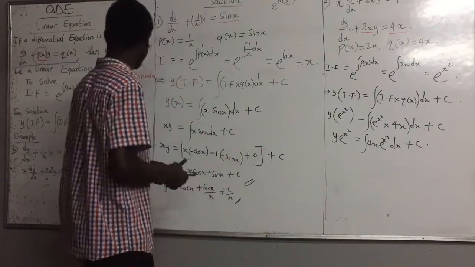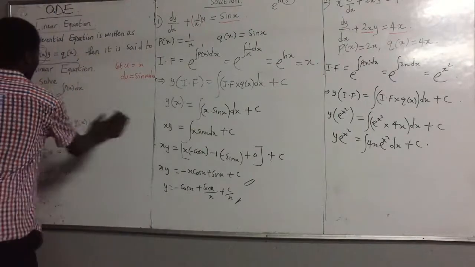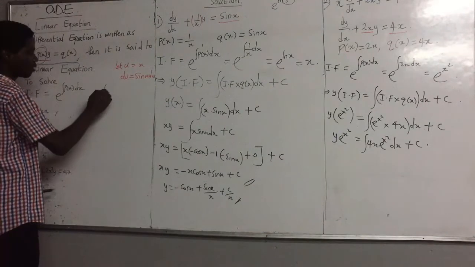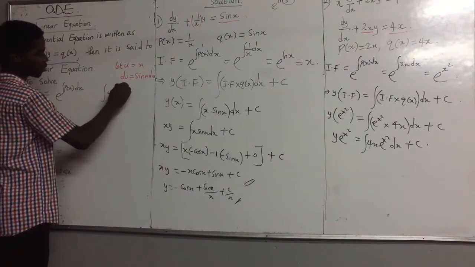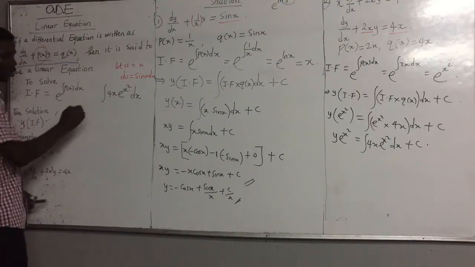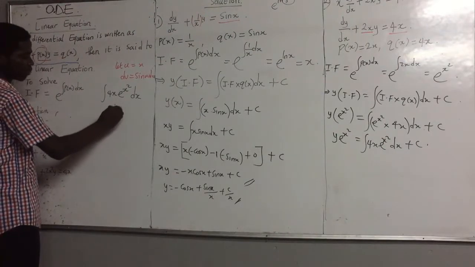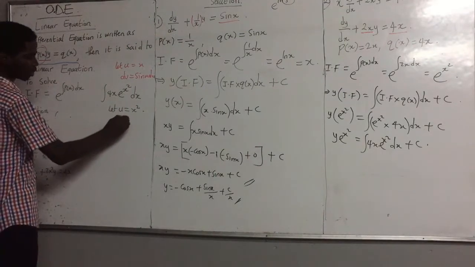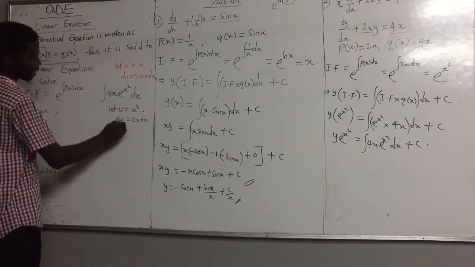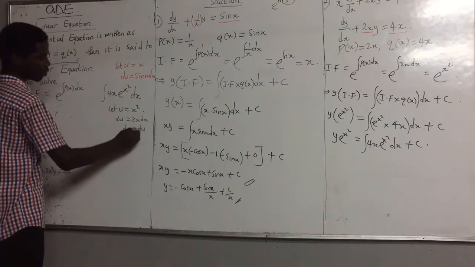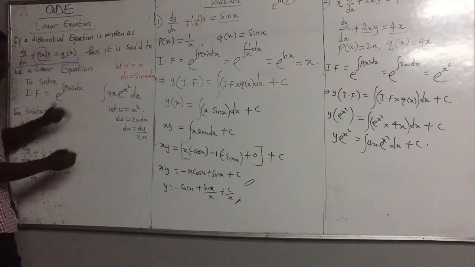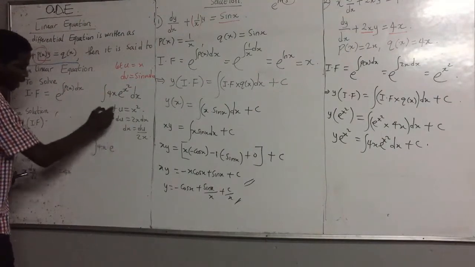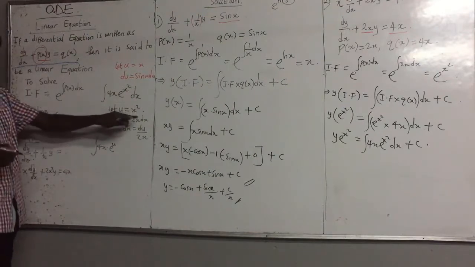You will let u be equal to something. Let me write it here. To integrate this, the integral of 4s e raised to power s squared ds, right? Let u be equal to s squared, right? du/ds will be what? 2s. ds. Make ds the subject. ds will be equal to du over what? 2s. So this one will now be the integral of 4s multiplied by what? e raised to power u, because s squared is now u.